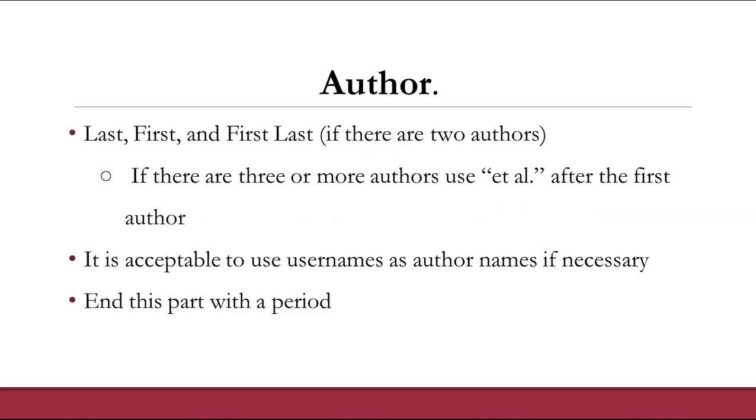Formatting would include your author, last name, comma, followed by the first name, comma, and then first and last, if there are 2 authors like we saw. If there are 3 or more authors, then you would include the words et al. after the first author. So it'd be last name, comma, first name, comma, et al., and that shows that you're including a number of other people. Of course, you can use usernames as author names if necessary, like we saw on Earth's Last Hope, that is a username. And this section always ends with a period.